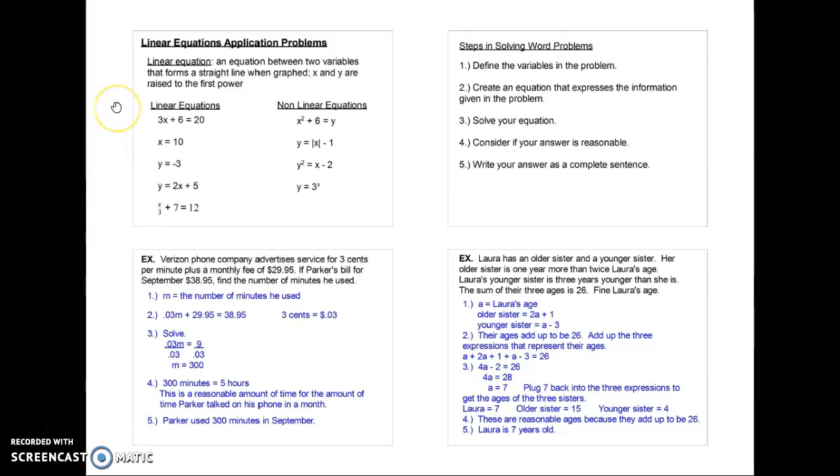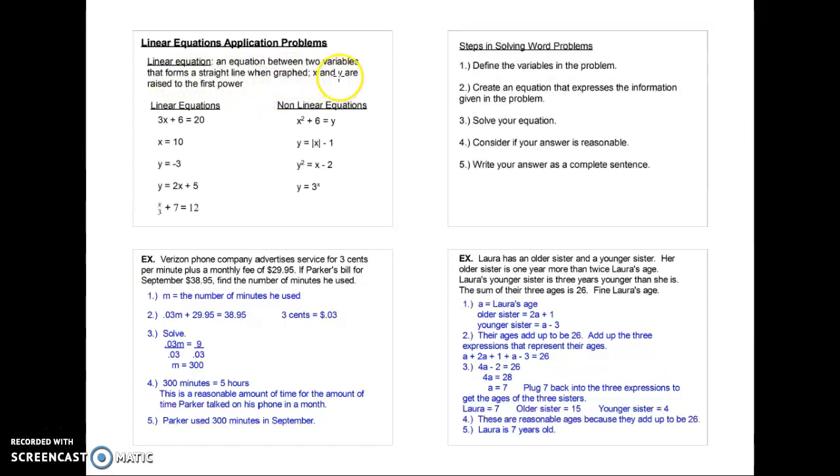Okay, this is your concept number 10, linear equations application problems. Now, the first thing that we're going to look at is just what is a linear equation. The actual definition is an equation between two variables that forms a straight line when graphed.